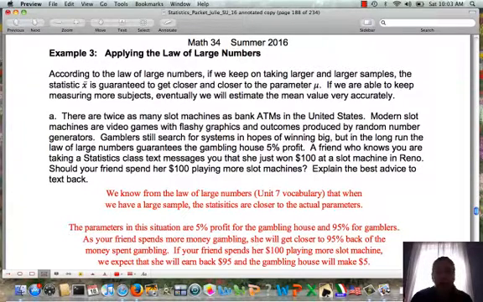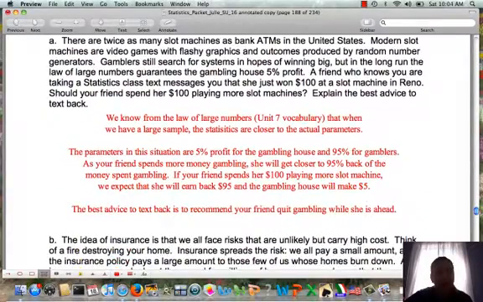A friend who knows you are taking a statistics class text messages you that she has just won $100 at a slot machine in Reno. Should your friend spend her $100 playing more slot machines? Explain the best advice to text back.